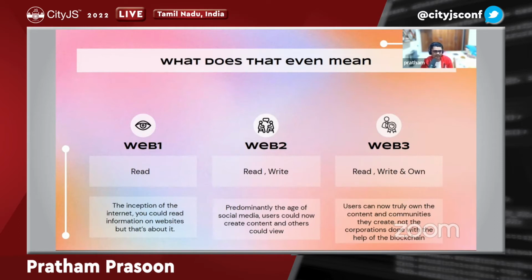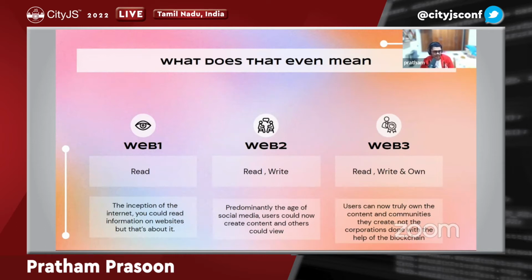After that, we had the second generation of the internet, termed Web 2, where you can not only read, but you can also write information. This is the age of the internet where social media came into play. We had big companies like Facebook, Twitter, Instagram, with Web 2 services, websites where you could not only read information, but also write information to it. You could make your own content. And Web 2 is basically the internet that we know today.